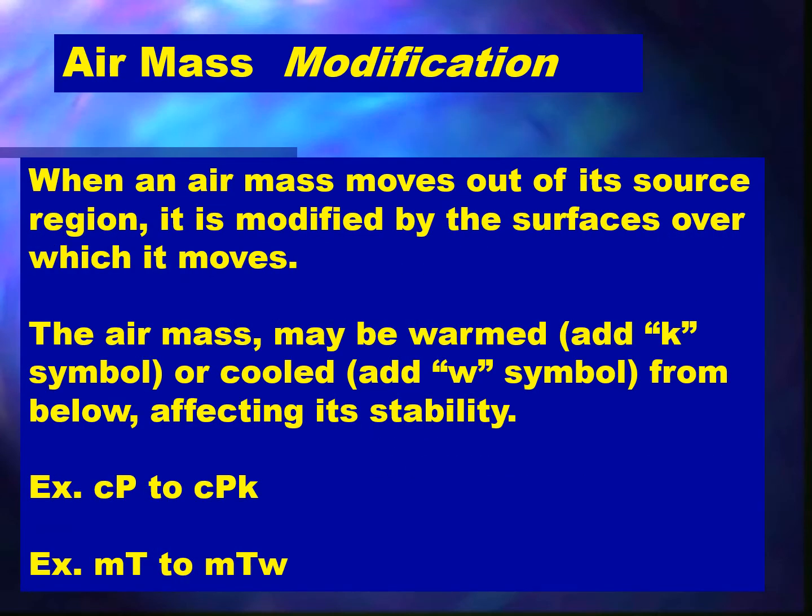Okay, so we're finally to air mass modification. Maybe this PowerPoint will only be 45 minutes or less. I'm kind of hoping. Okay, so air masses are going to take on their characteristics where they form in their source region. But the air mass then migrates and it comes into the United States, for example, and it can be changed or modified by the surfaces over which it moves. So the air mass could be warmed or it could be cooled. And this is always coming from below, from the surface, and this will, of course, affect its stability.